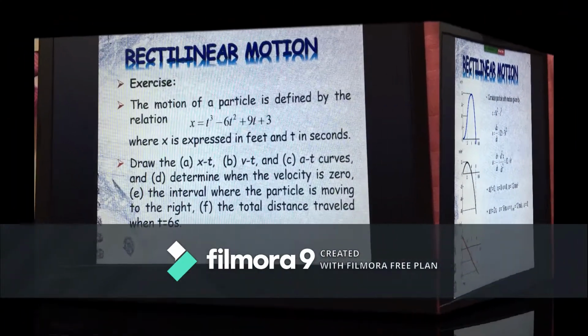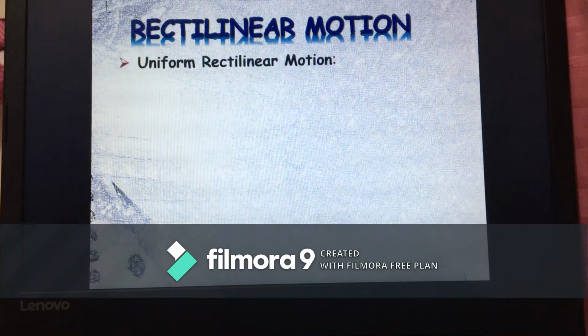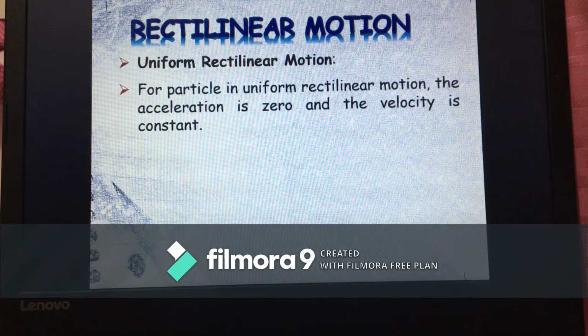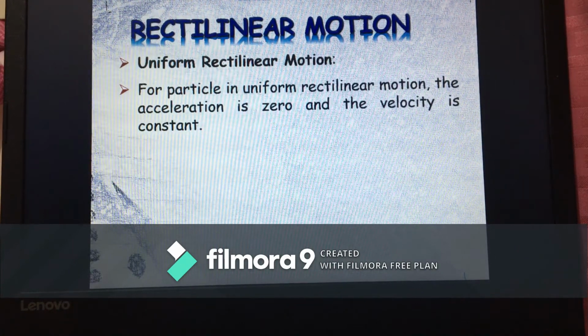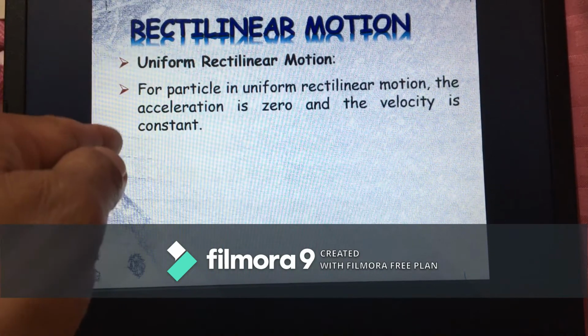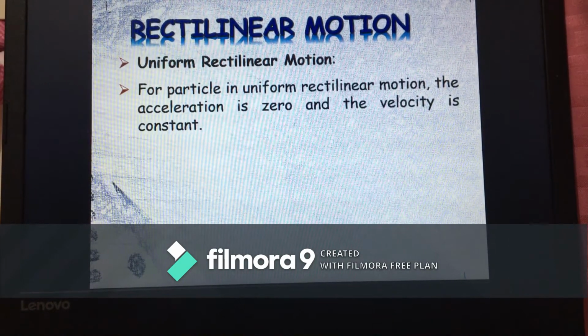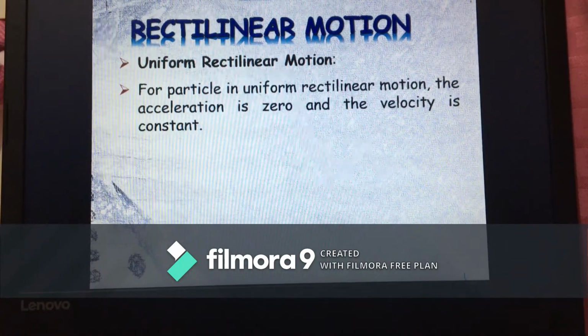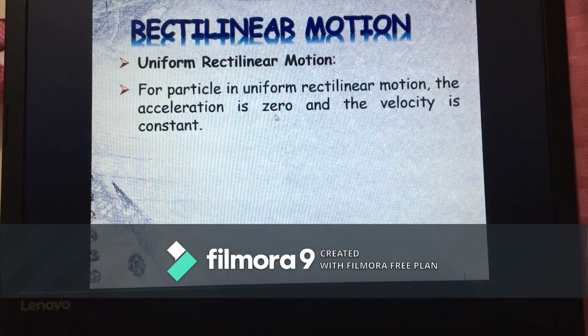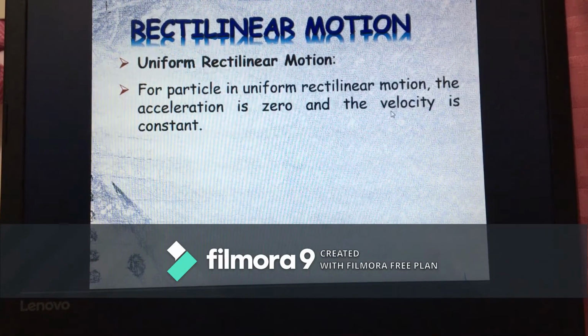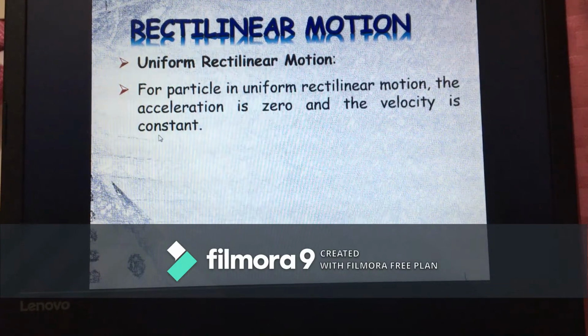Alright? Okay, let's continue. Now we have a uniform linear motion. So for a particle in uniform rectilinear motion, the acceleration is 0. Remember, it is uniform rectilinear motion. So that means there's no change of the velocity. So that's why the acceleration is 0. And the velocity is constant. So why does the acceleration become 0? Because the velocity is constant, there is no change.